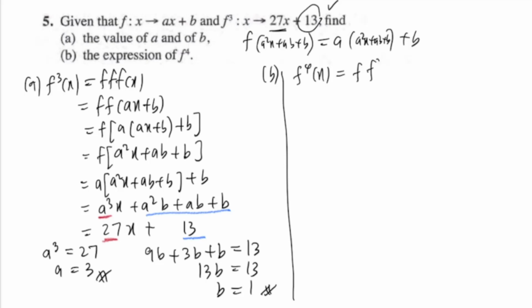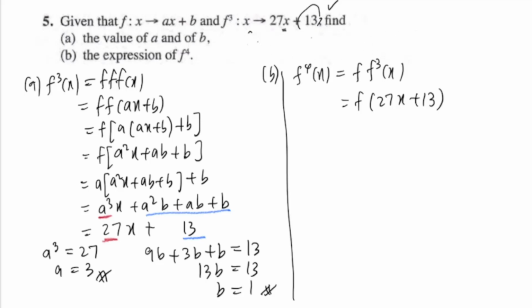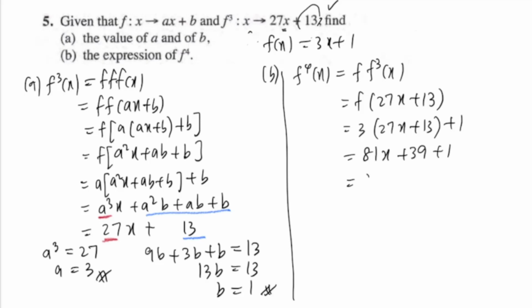f of f³(x). Since I already have my f³(x), my f³(x) is 27x plus 13, and I also know my f(x) already. Let me just revise my f(x). I know that my a is now 3, my b is now 1, so it's 3x plus 1. So what we're going to do here is put this inside 3 of a bracket plus 1, which is 3 times (27x plus 13) plus 1. So expand: 81x, 3 times 13 is 39, plus 1, answer 81x plus 40. Alright, that is question number 5.